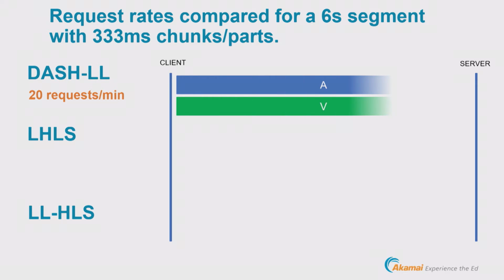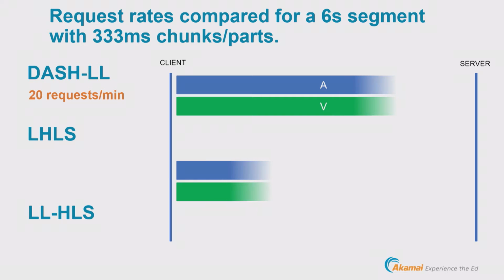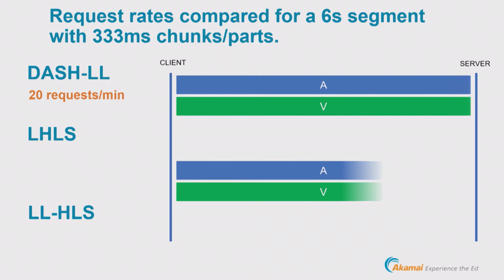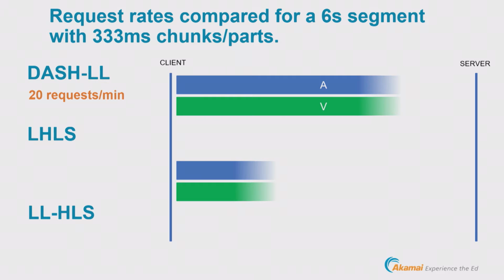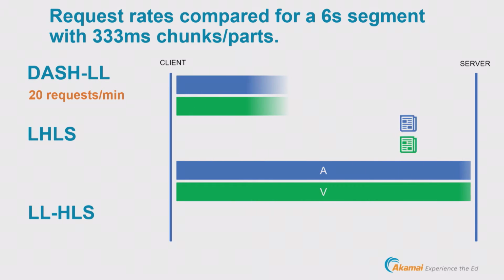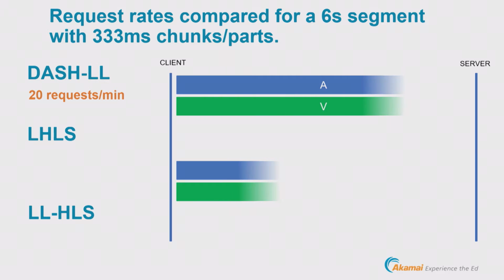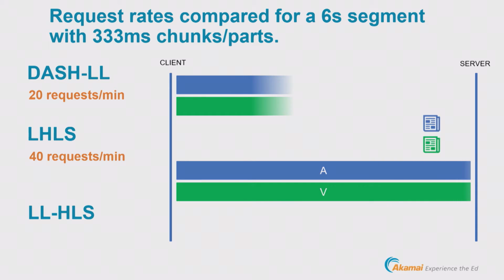If we look at how LHLS can do this, it's essentially the same, but it's adding in the media playlist request once every 6 seconds because there's no part description. So it's looking very similar to the dash low latency. And in fact, you can use common audio and video segments between the two as long as you're using CMAF segments in both cases. This gives you 40 requests per minute.